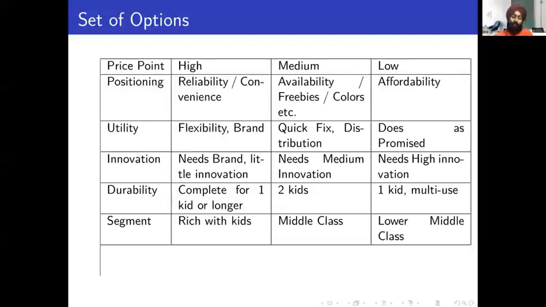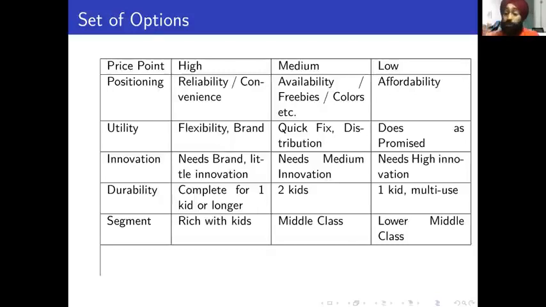So let's just take this one at a time. Take a moment. You can also read the table. I'll also take you through it. If your price point is high, right, then your positioning has to be a strong brand that gives reliability, that gives a lot of convenience, right? Because you're targeting a market that is very rich, you need to give them a lot more convenience. If your price point is medium, then availability is very important. Distribution network is very important. For any B2C product, any business to consumer product, distribution is very, very important, right?